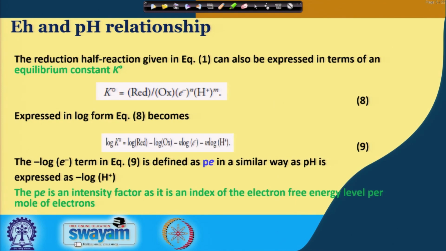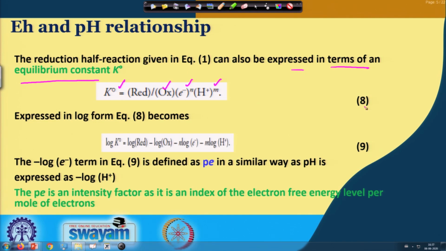Now, today we are going to discuss from this slide. So, basically the EH and pH relationship: you can see the reduction half reaction, which is given in our previous equation 1, can also be expressed in terms of an equilibrium constant K0 value. So, K0 can be expressed by the concentration of reduced species divided by the concentration of oxidized species, electron to the power n and proton to the power m. Let us consider this as equation 8.